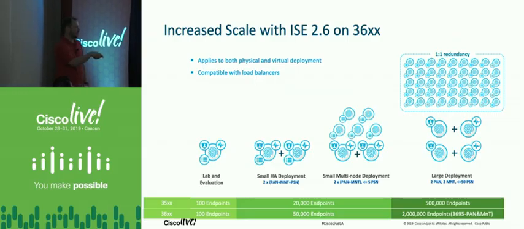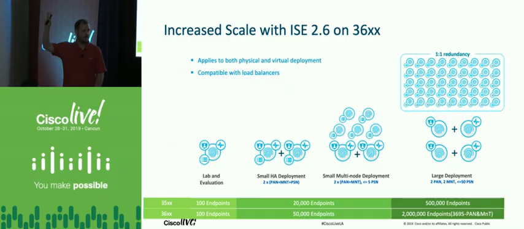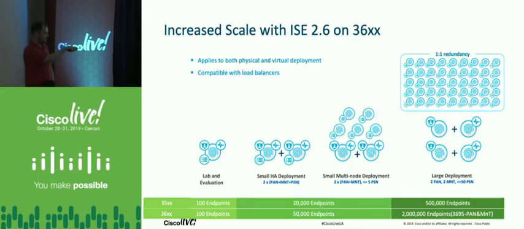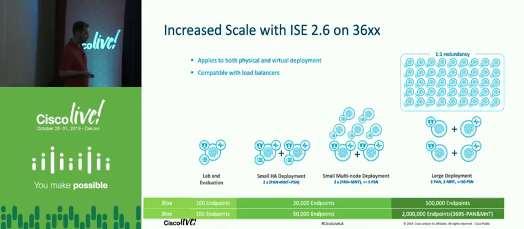The other number that has increased quite a bit is going from a total of 500,000 endpoints up to 2 million endpoints with the 3600s. Any of you all have 2 million endpoints? Over 1 million endpoints? Okay. So this number is probably a little better for the room than that 2 million.